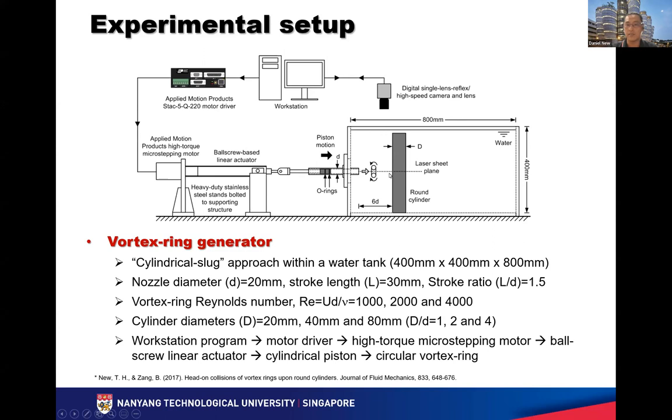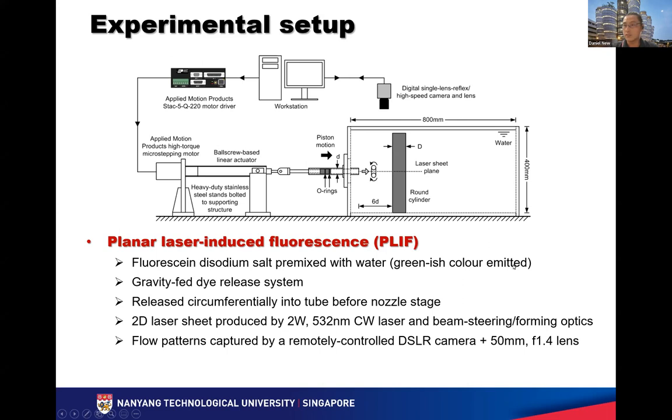which will then be sent down to collide with the round cylinder, which is placed at six nozzle diameters downstream of the nozzle exit. For laser induced fluorescence, we make use of a very classical approach. We make use of fluorescent disodium salt and premix it with water. Once we illuminate it with a 532 nanometer laser, it's going to appear with a greenish color.